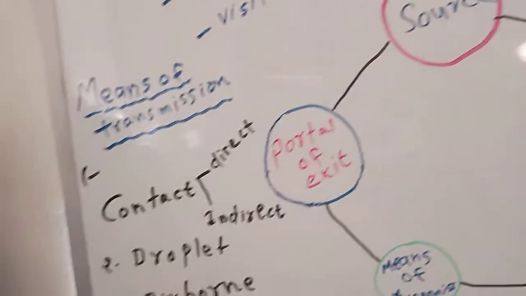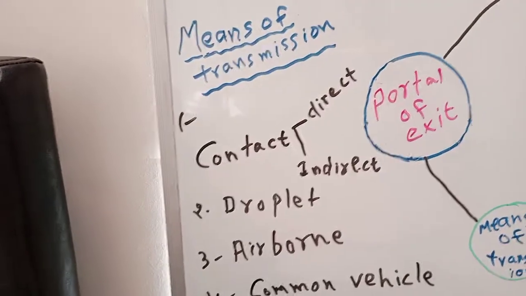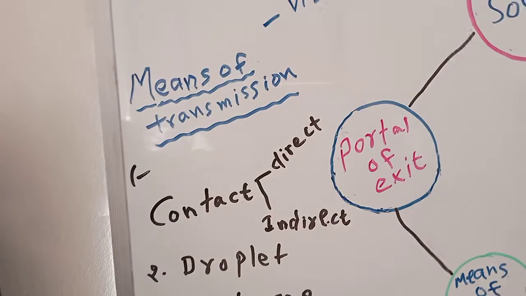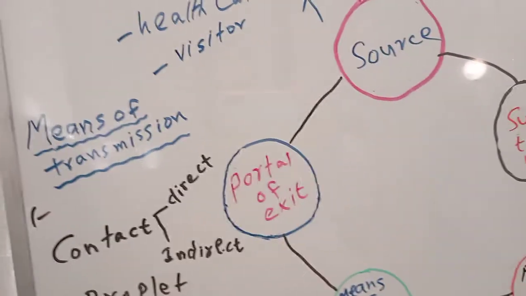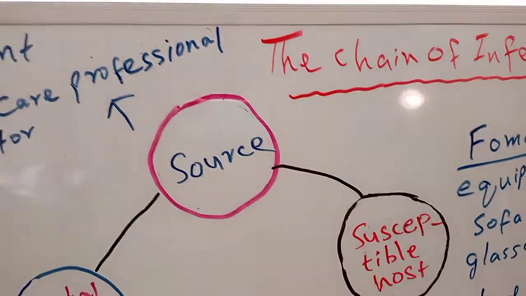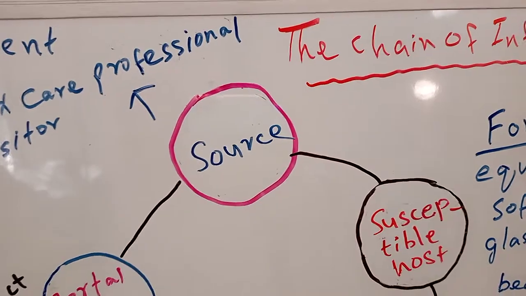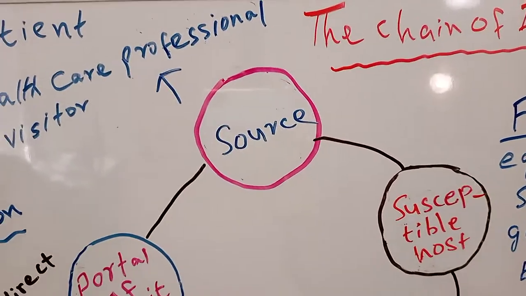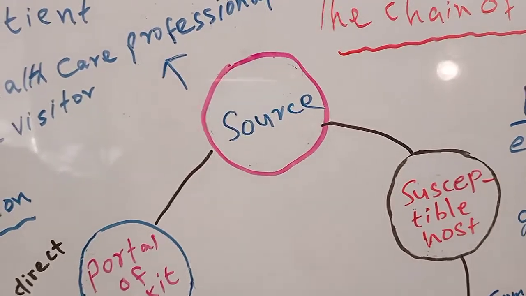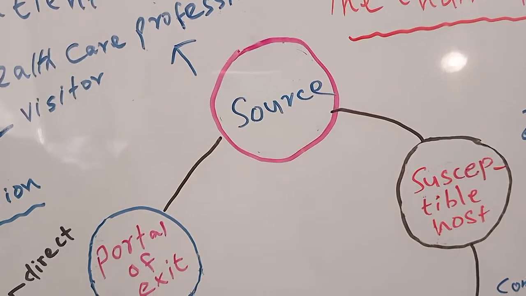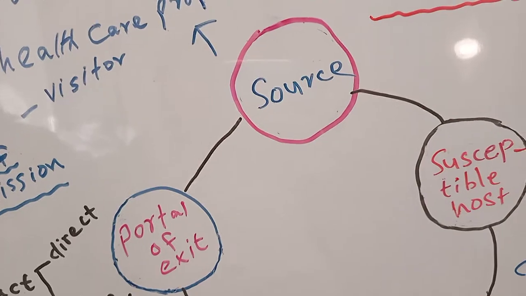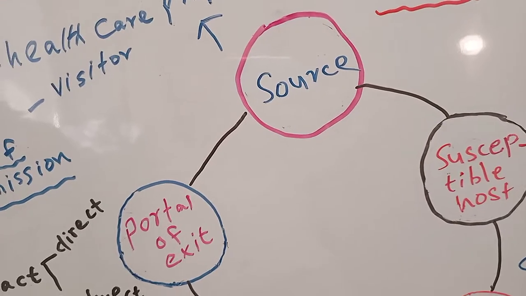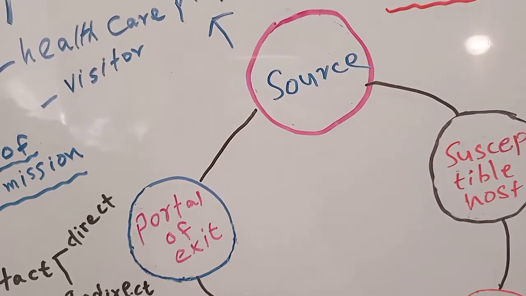Next is droplet. Droplets are particles generated from the source by coughing, sneezing, and talking. Transmission of infection by this route can also occur from liquid splashes or aerosols, by uncapping a blood collection tube or transferring blood from a syringe to a tube.